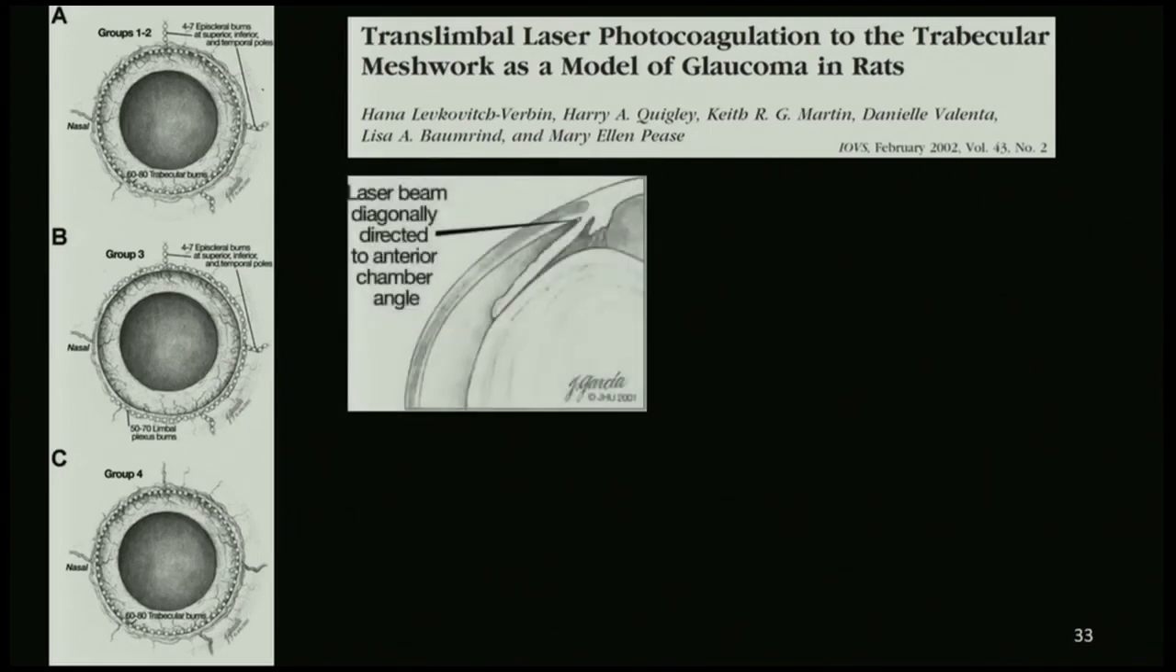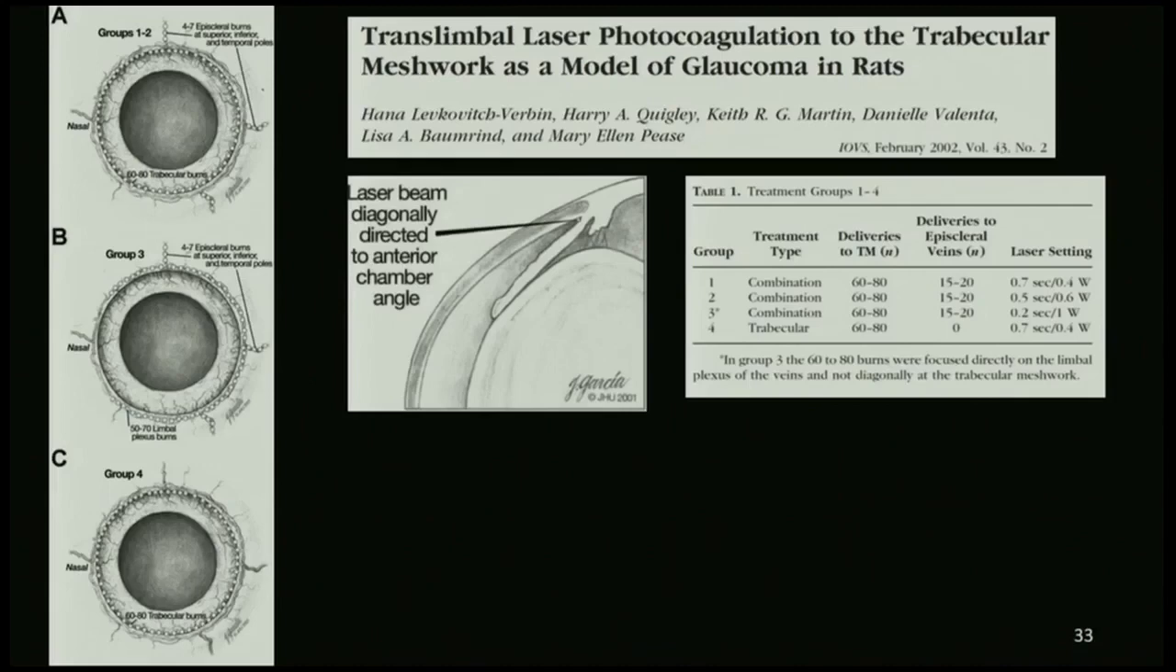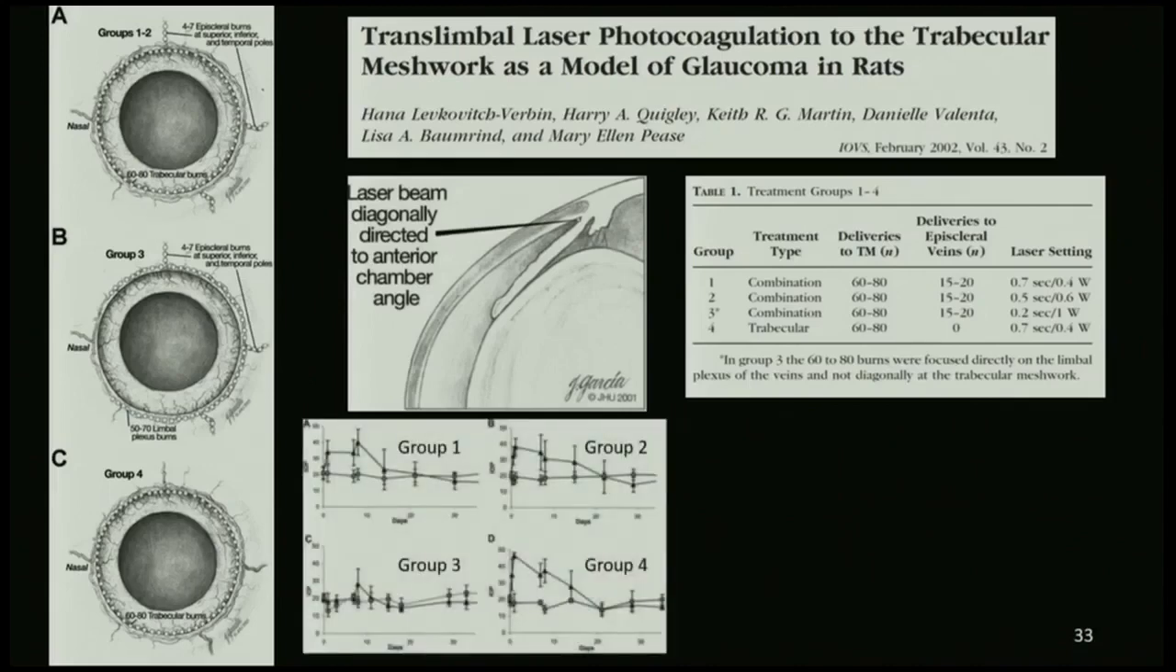And this is sort of how they targeted the trabecular meshwork at this angle with their laser. And this is their power settings for the lasers. And what they found is that almost all of the groups had a significant elevation of IOP, except group 3. And this was the group here where they did a partial trabecular meshwork lasering. So they left sort of a quadrant unlasered.